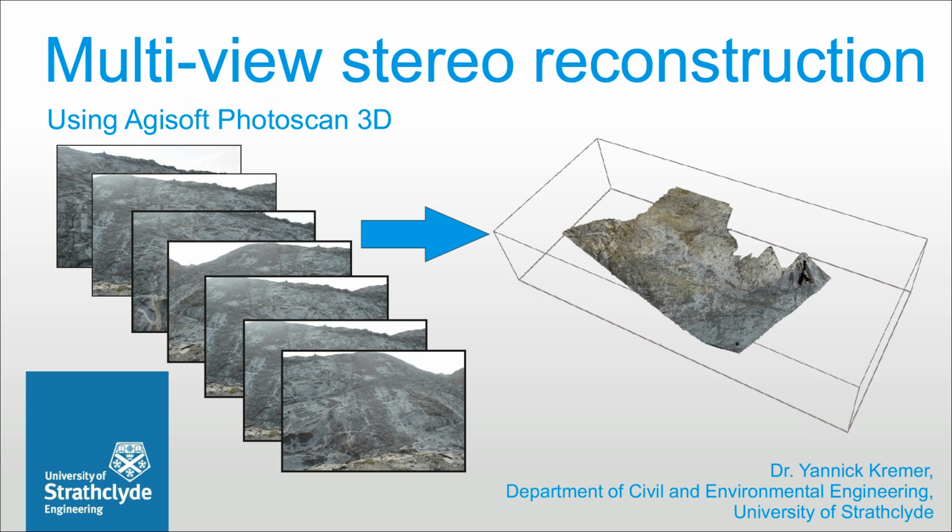Multi-view stereo reconstruction is a technique that generates 3D models from a series of images. It's also sometimes called structure from motion. For this example I will use the software Agisoft Photoscan 3D, which is a commercial tool for which very affordable academic licenses are available. The example is from a project where I visited the Beishan region of the Gobi Desert in China. I went there as part of the Great Exchange.